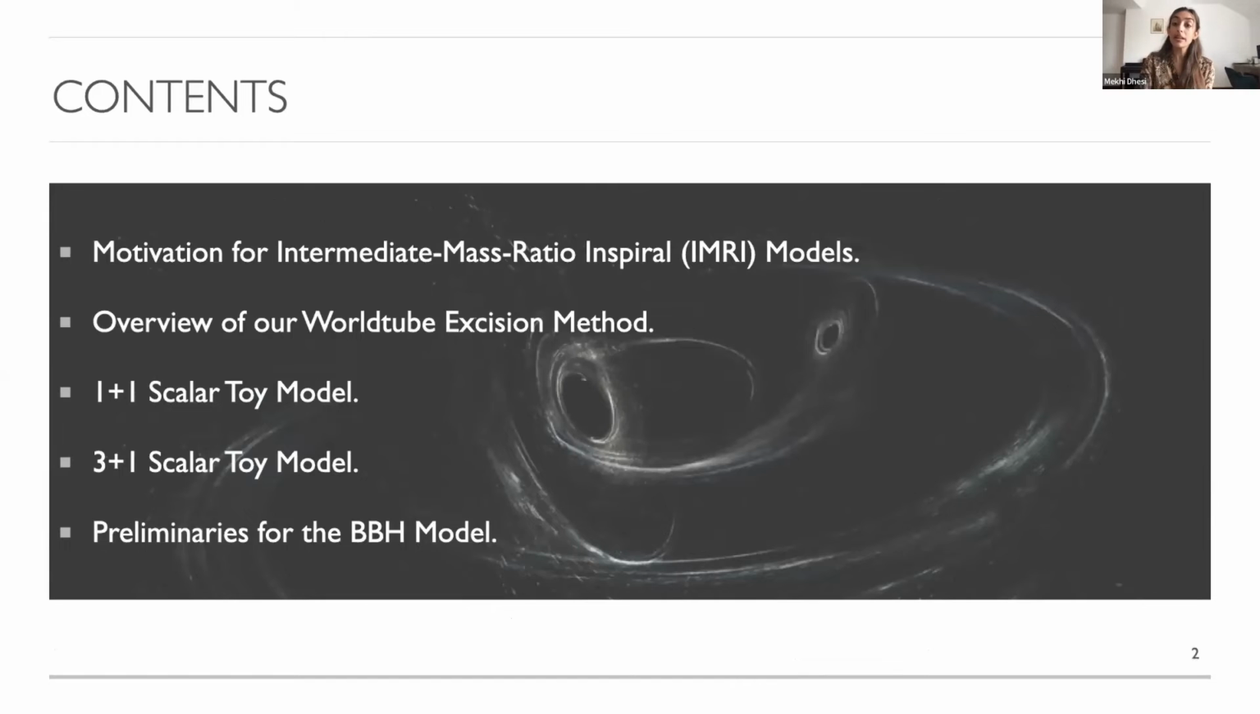Okay, so I'll start by giving just a very brief motivation for why we need these EMRI models, and then go ahead and give an overview of our proposed world-tube excision method.